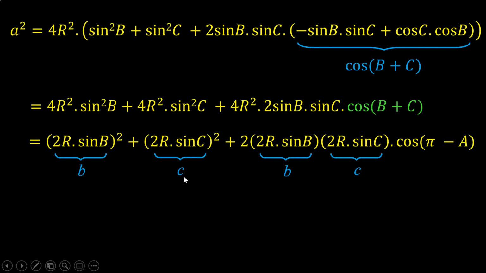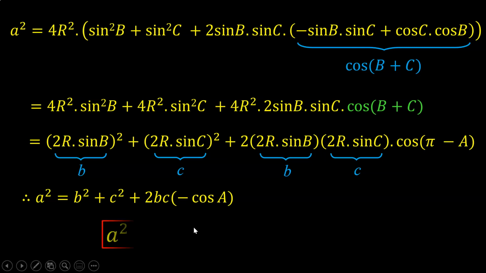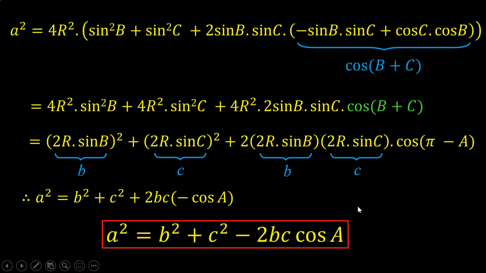So we have b square plus c square plus 2bc cos of pi minus theta. Cos of pi minus theta is minus cos theta, so this is minus cos A. Hence we have a square is equal to b square plus c square plus 2bc times minus cos A. So this is nothing but a square is equal to b square plus c square minus 2bc cos A. So this is cosine rule or law of cosines.